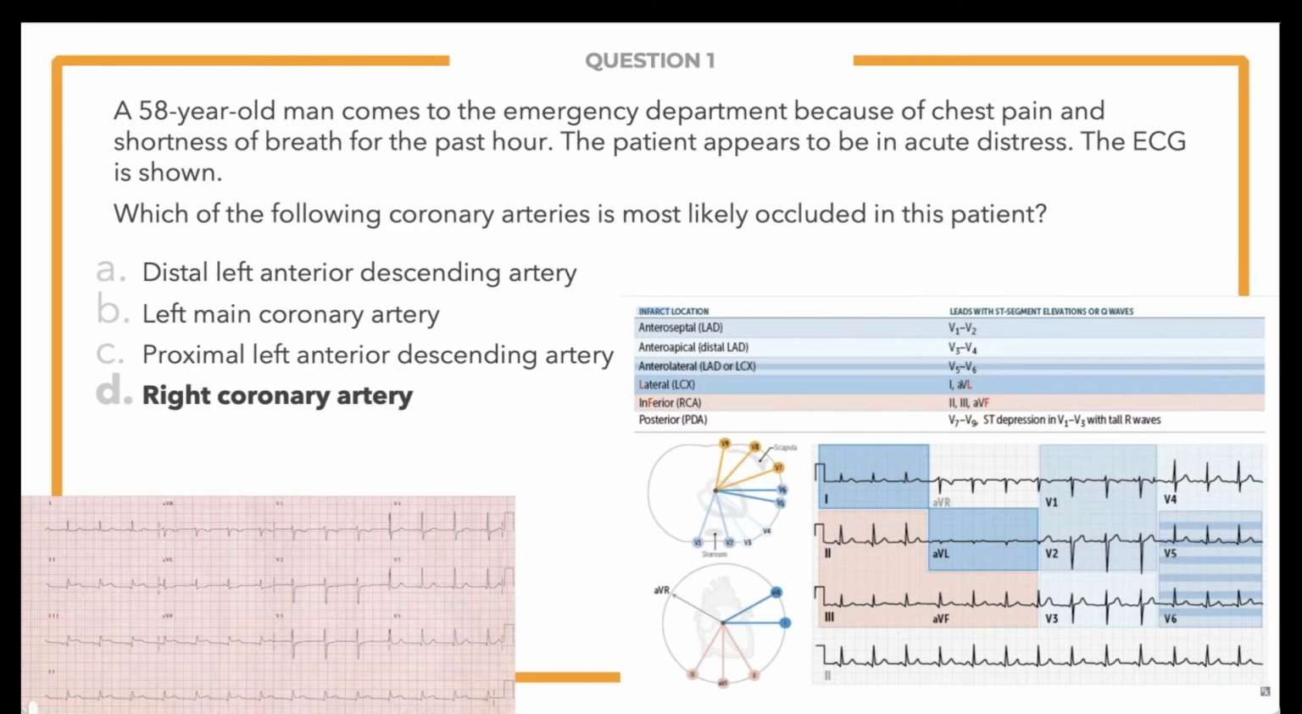This is one of the things that, bread and butter medicine and bread and butter cardiology, you need to be able to recognize. Now, they can ask you any of the other options as well, but you should be aware how they separate and which leads correspond to which part of the heart and which part of the heart corresponds to which artery. Classic question.